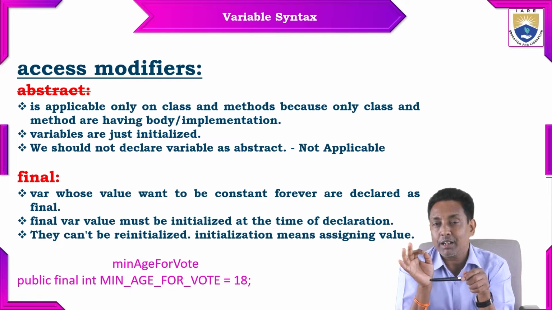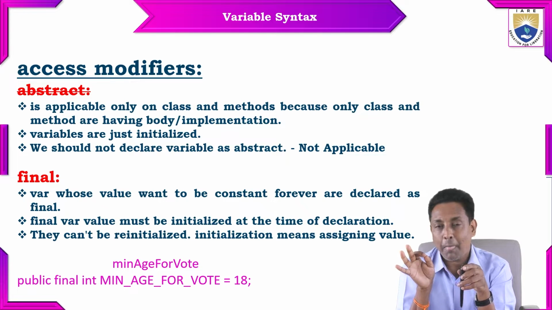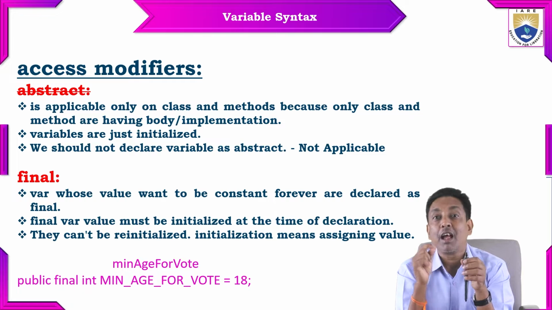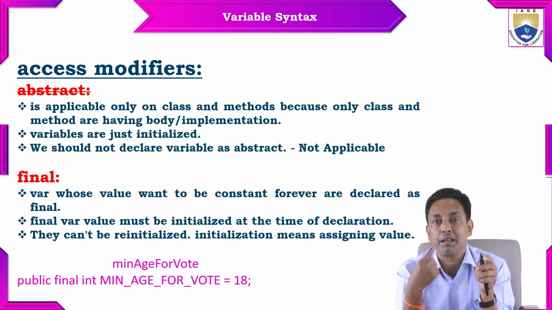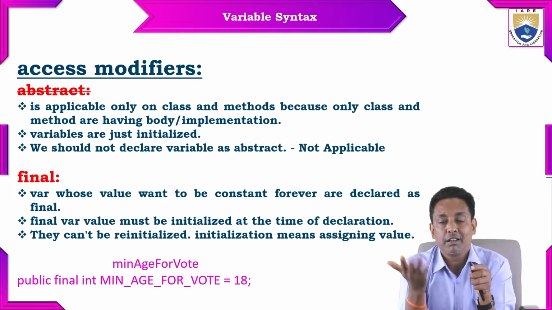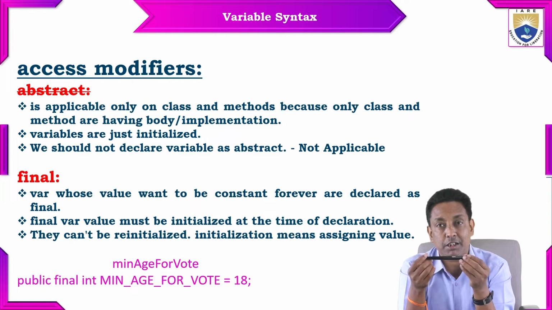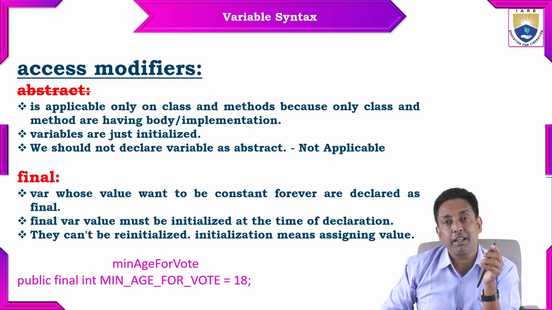But final variables are variables whose values want to be constant, whose values want to be initialized only once. We want to assign a value only once, and that value assigned to the variable does not want to be changed in future. The same variable value wants to be utilized many times. Such variables are declared as final variables. So final variables, whose values want to be constant forever, are declared as final. And one more very important point is final variables must be initialized at the time of declaration.